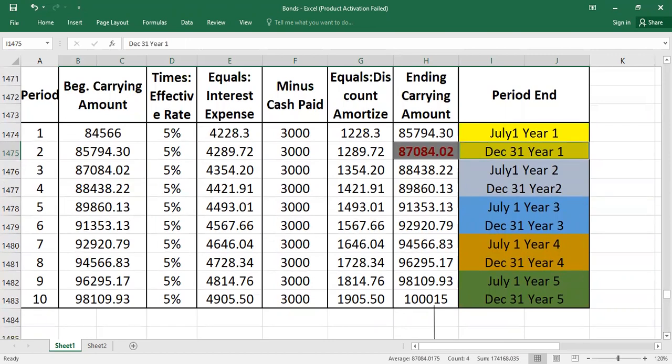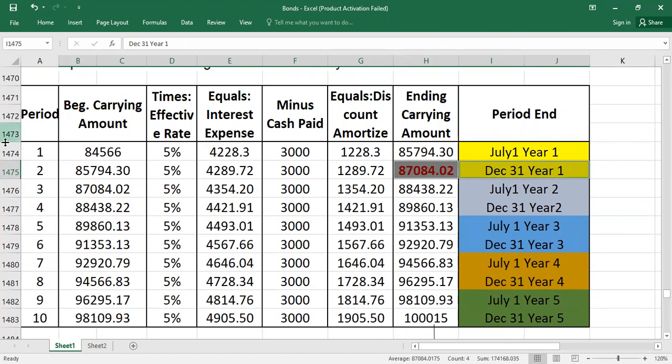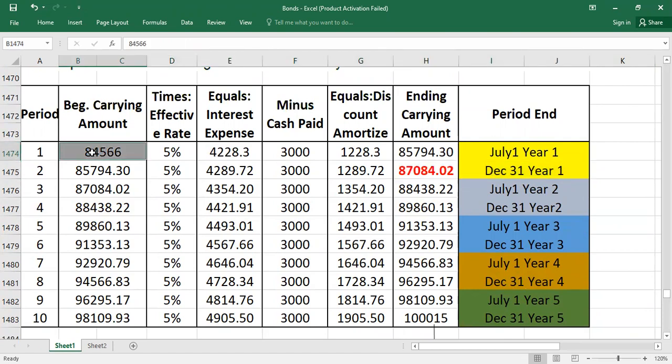Now the case of premium. First of all, the present value which you will write in the first period will be greater than face value. Again you will multiply with the 5%, and you will get interest expense. Then you take interest expense minus actual cash payments, because cash payments will be more under the case of premium. The difference, the amount more than interest expense, is the amortization of premium. Then you take beginning carrying value minus amortization of premium, which will be equal to ending carrying value. Again ending will become the beginning for the next period.